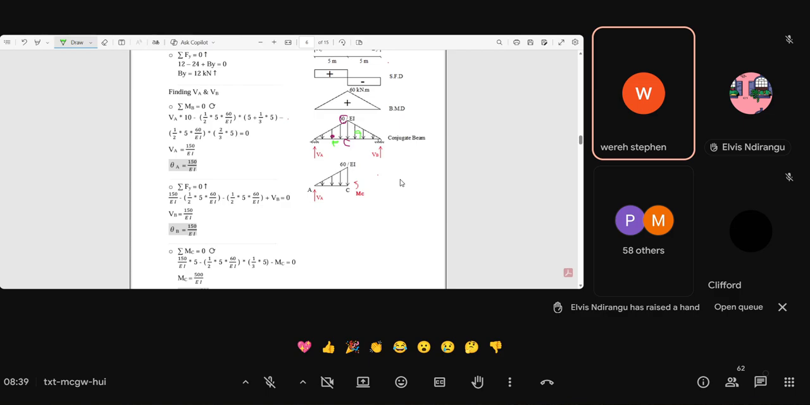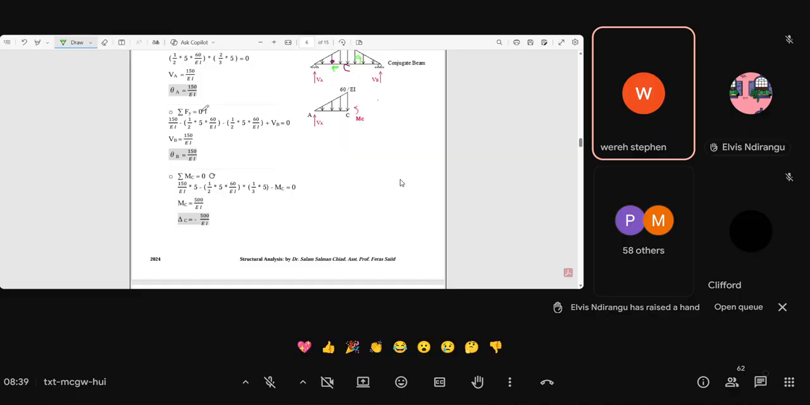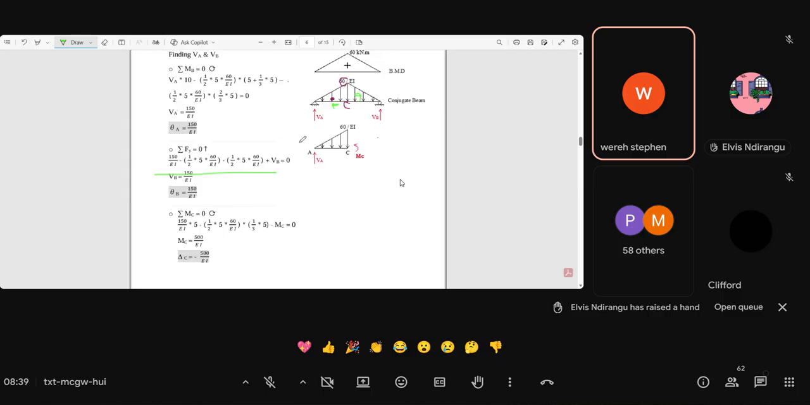I don't know if you are together, or we can use this. Let us follow this one here. So the sum of the vertical forces is equal to 0. The vertical forces are basically RA and RB. It means RA plus RB minus the whole of this loading should be equal to 0. So if you look here, 150 over EI is this total load.